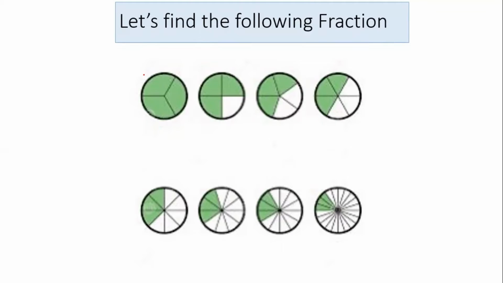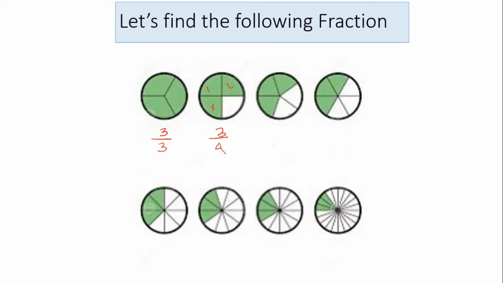For the next one, let's discuss the examples. For this question, let's find the following fractions. For the first one, we have a circle divided into 3 parts. So the denominator is 3, and we shade all 3 parts, so the numerator is also 3. The next one, we have a circle divided into 4 parts. So the denominator of this fraction is 4, and we only shade 3: 1, 2, and 3. So the numerator is 3, and the fraction is 3/4.